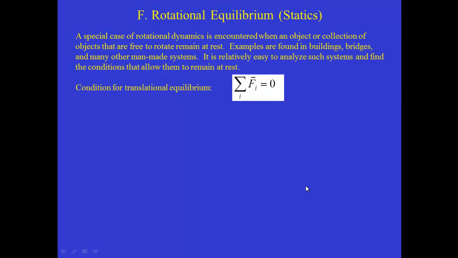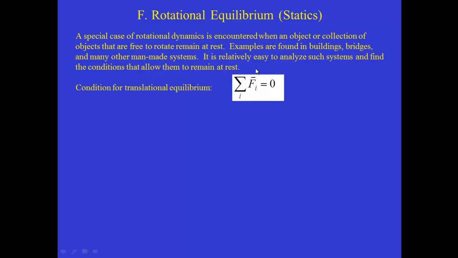As we've already talked about in class briefly, there's a special case of rotational dynamics where there really aren't any dynamics at all. In other words, the object which could be rotating is actually fixed in place, and we call this a state of rotational equilibrium. Many of you will go on to take a course that deals exclusively with this kind of situation. It's sometimes a course that's called statics.